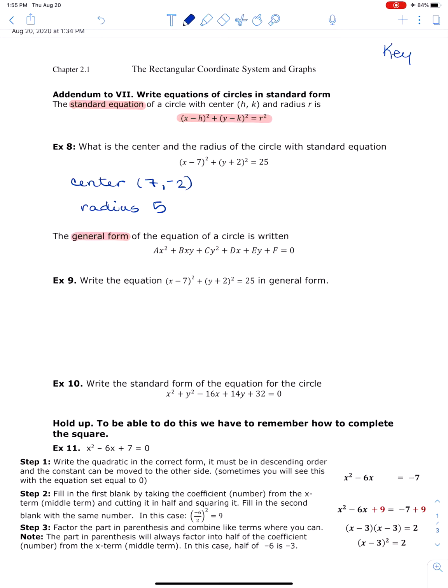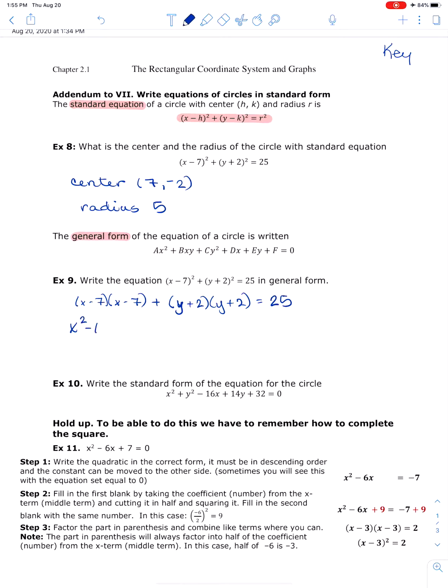So example 9, we want to write the equation (x - 7)^2 + (y + 2)^2 = 25 in general form. We are going to start by expanding both of those squares. We're going to multiply x minus 7 times x minus 7 and y plus 2 times y plus 2. I'm going to go ahead and leave the 25 over here for the time being.